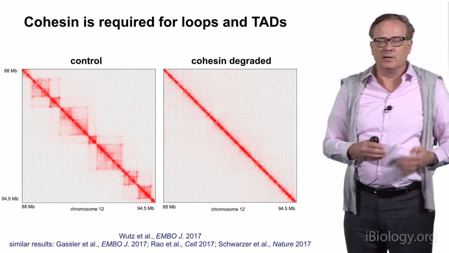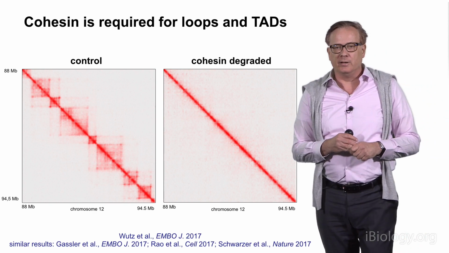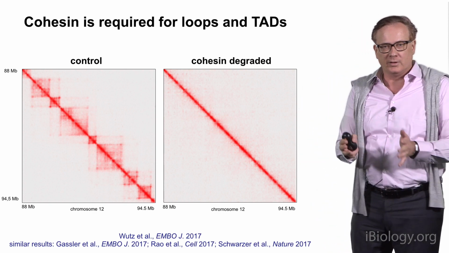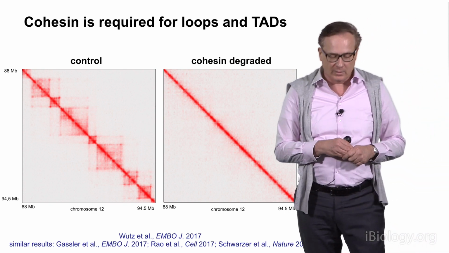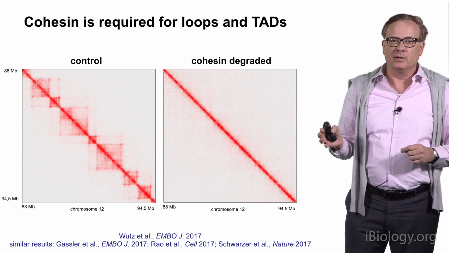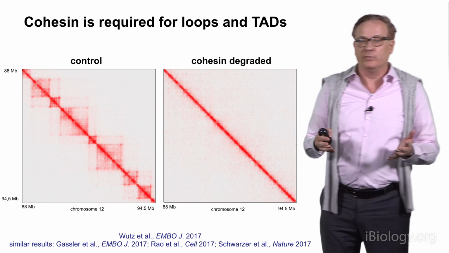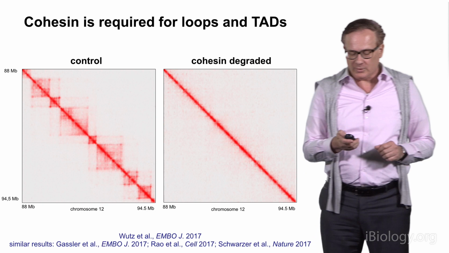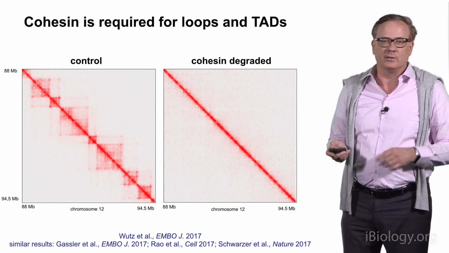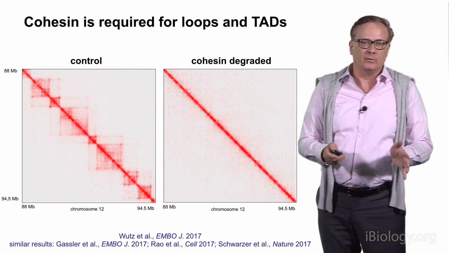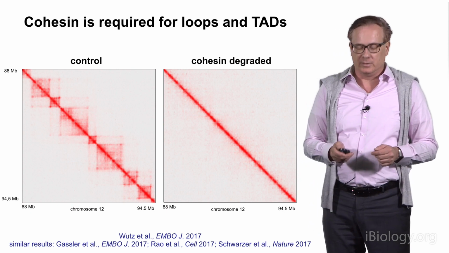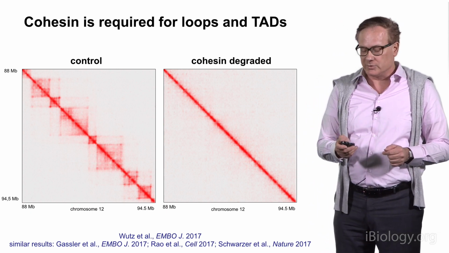And we've also looked at earlier time points by Hi-C and can see, consistent with the disappearance of SCC1, that these structures begin to diminish already after 15 to 20 minutes. So clearly they depend on cohesin. That's one reason for believing that cohesin is important for folding DNA in mammalian genomes.